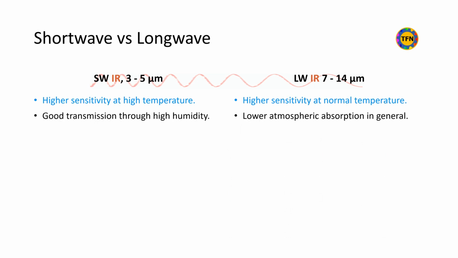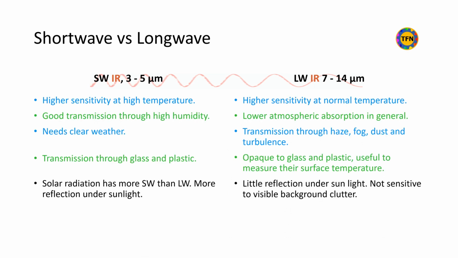IR radiation emitted by higher temperature objects is mainly in the shorter wavelength band, while lower temperature objects emit mainly in the longer wavelength band. Therefore, shortwave has higher sensitivity at high temperature and longwave has higher sensitivity at normal temperature. Longwave has higher transmission through haze, fog, dust, and turbulence, while shortwave has higher transmission through high humidity.